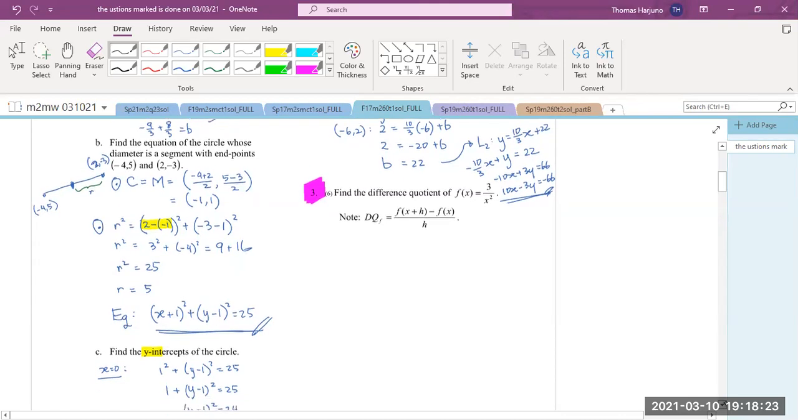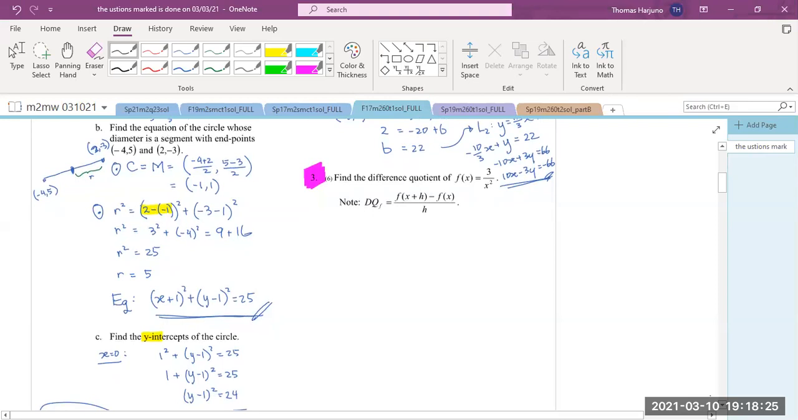Can I ask you to do this number 3, the difference quotient, again? Difference quotient is a question you always see in my test 1. The thing is, do you know how to deal with that? For this question, however, I do not recommend you FOIL the denominator. So the denominator for f of x plus h is 3 over x plus h squared. Just leave it like that. Don't FOIL it.